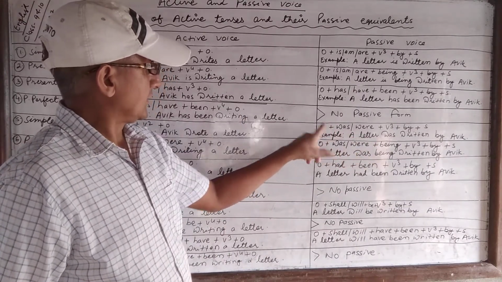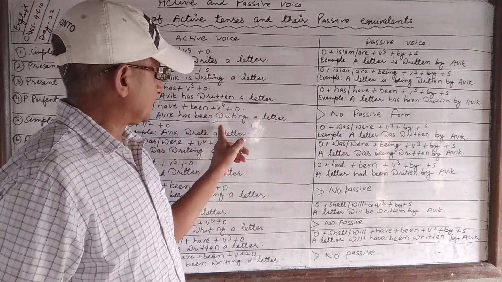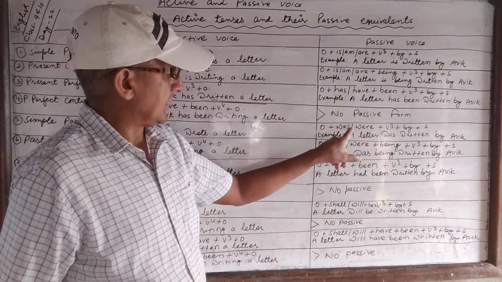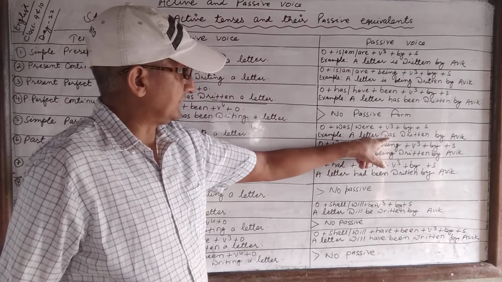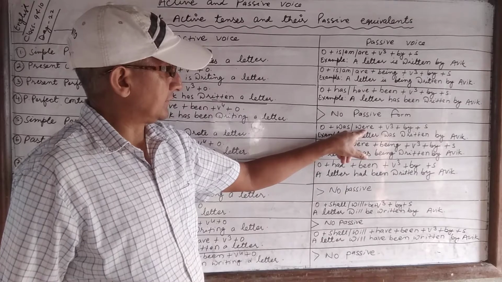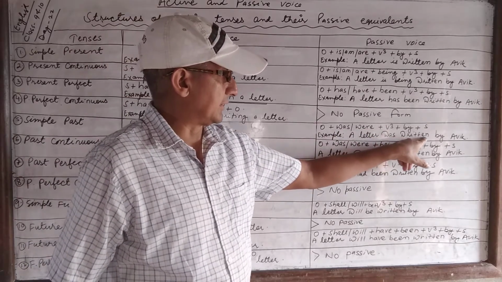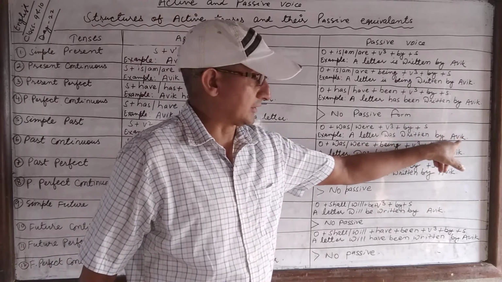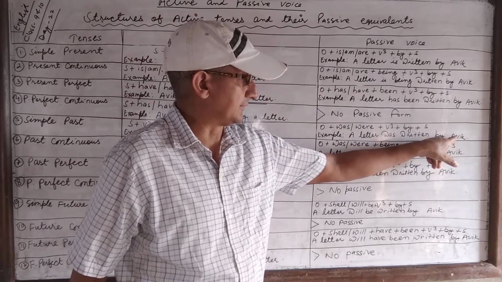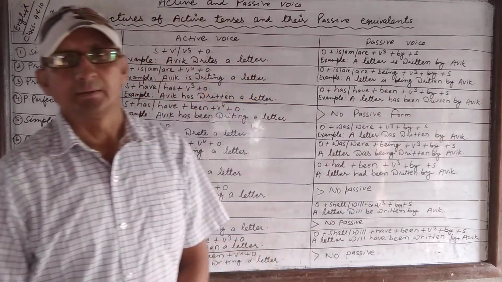A letter is the object of the active voice. The object of the active voice becomes the subject here, and with singular subject we use was, and with plural subject we use were. And after that, past participle form of the verb, by, and the subject Avik, the subject of the active voice. The subject of the active voice becomes the object in passive voice.